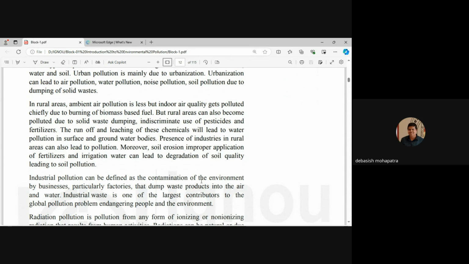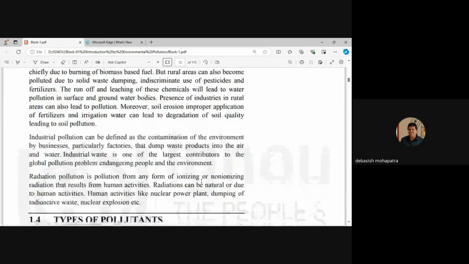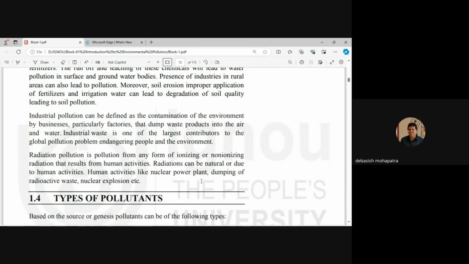Then industrial pollution can be defined as the contamination of the environment by a business, particularly factories that dump waste. Yesterday I already discussed how these industries do not follow a particular rule, and they lead to pollution of the environment. Then radiation pollution is pollution from any form of ionizing or non-ionizing radiation that results from human activities.